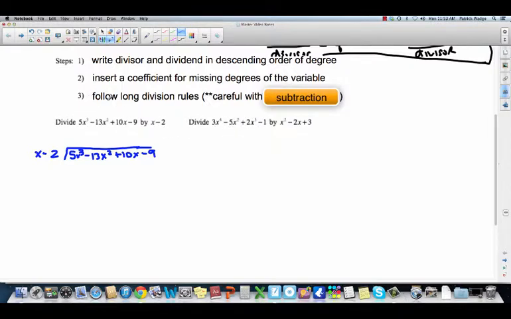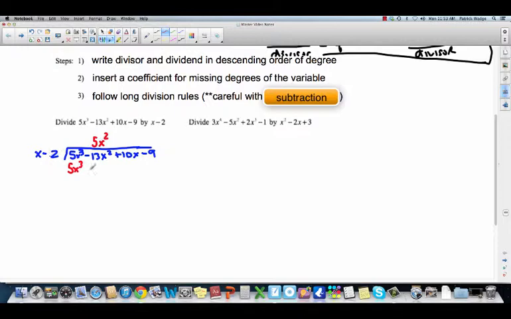So let's just go to here, follow the long division rules. All you do is look at the first term, the x, and you ask yourself, what do I need to multiply this x by to get 5x cubed? I need to multiply it by 5x squared. So I'm going to write 5x squared, but I'm not going to write it over the 5x cubed. I'm going to write it over the x squared term. Since the thing I need to multiply by is x squared, I'm going to write it over top of the x squared.